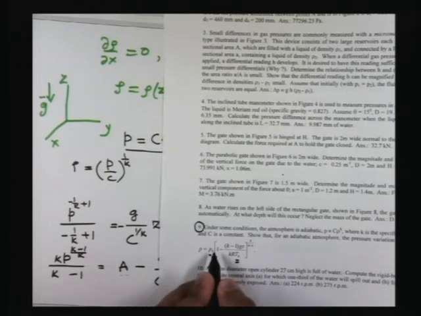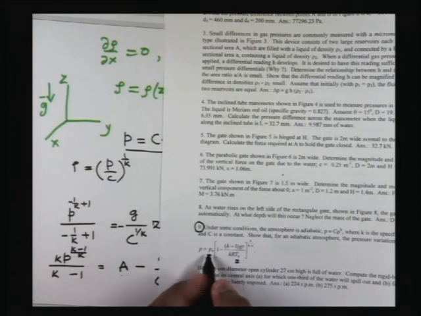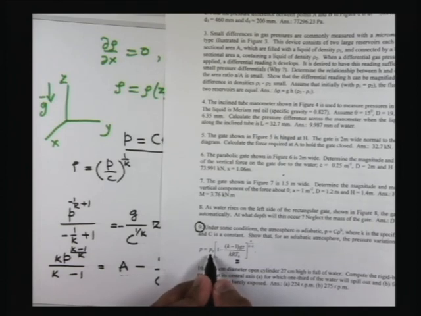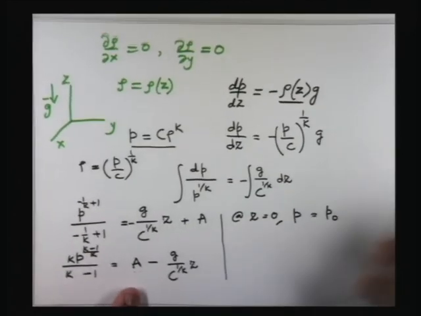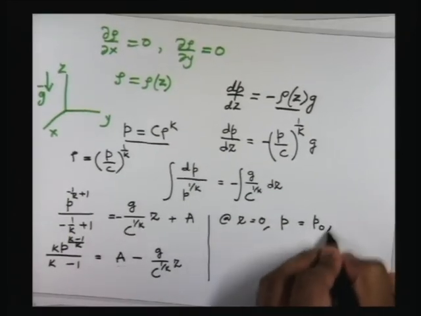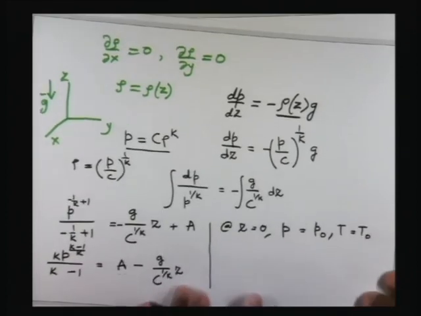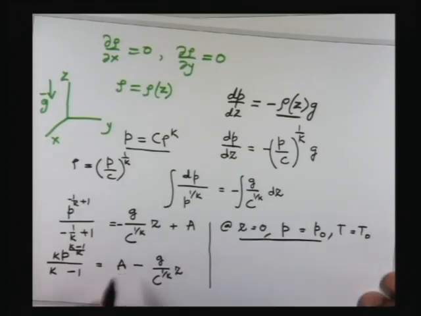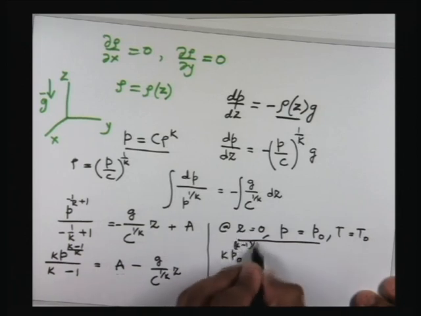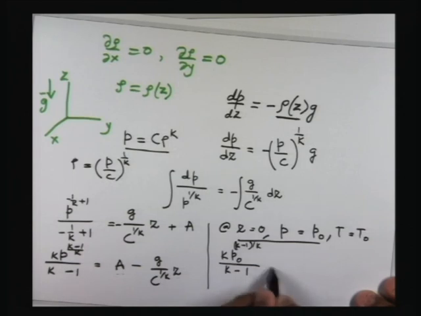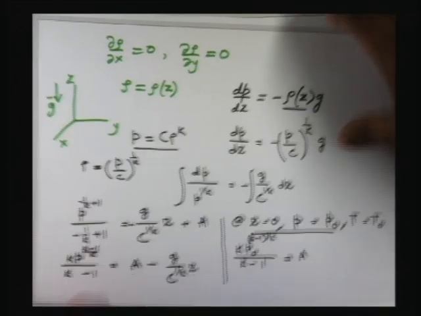These are constants here. So we'll assume that at z equal to 0, pressure P is equal to P naught, which is nothing but the atmospheric pressure, and T equal to T naught, which is again the temperature at sea level. So P equal to P naught and T equal to T naught. Okay, so let us put this condition in this equation. We put z equal to 0, and we get k P naught to the power (k minus 1) by k, divided by (k minus 1), equal to a. So we now know the constant, right?